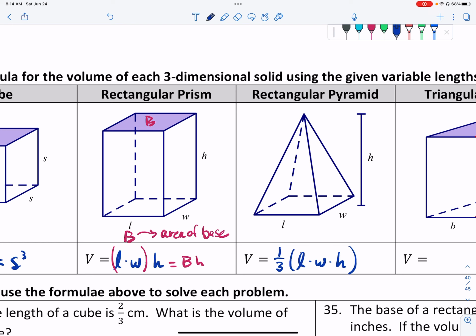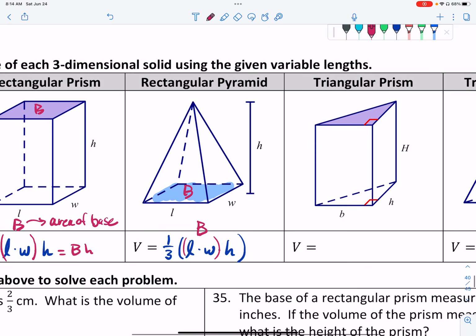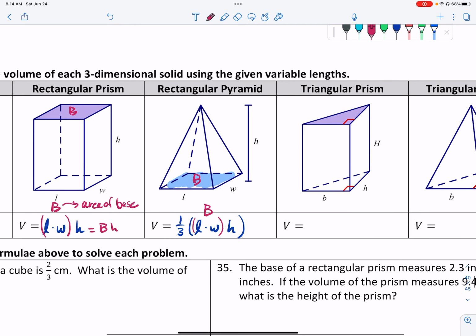And as we talked about before, I could take this length and this width and I can replace it with big B. And hey, what is big B? Big B is the area of the base, in which case it would be this guy right down here. All right, and let's see, we got a couple more. Triangular prism.